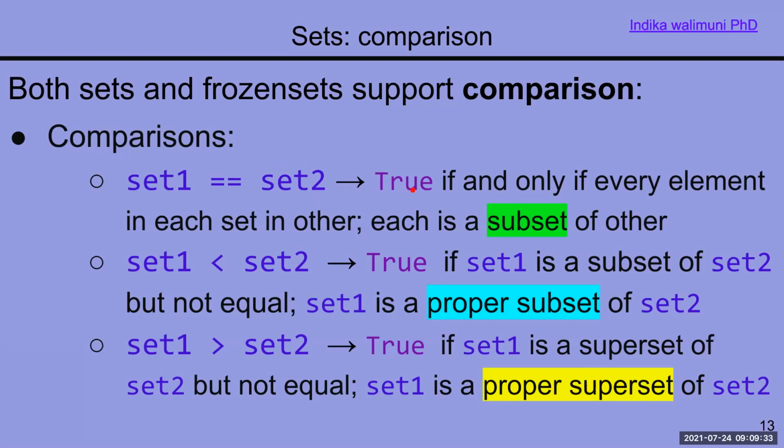Less than: set one is less than set two returns true if set one is a subset of set two but not equal. We say set one is a proper subset of set two. Greater than returns true if set one is a superset of set two but not equal. So we say set one is a proper superset of set two. Let's check on this.